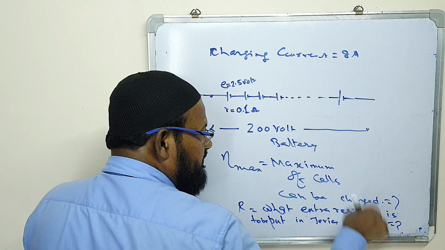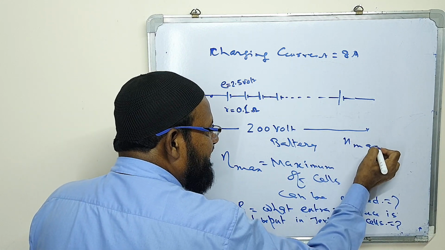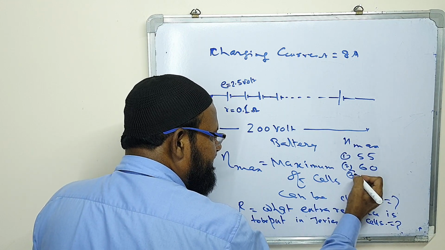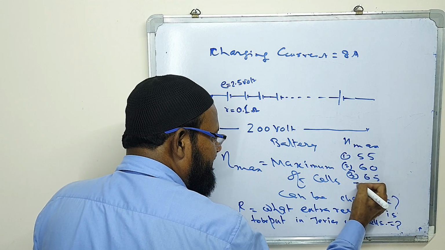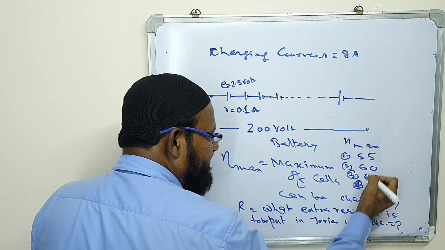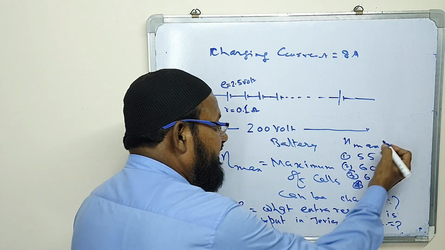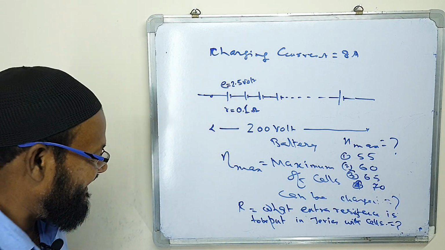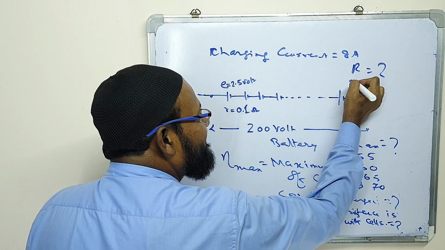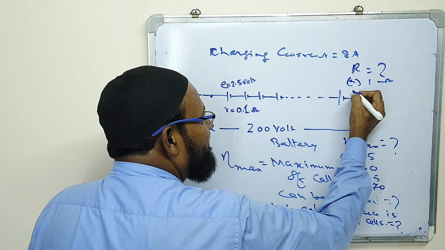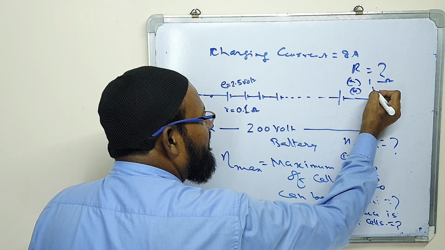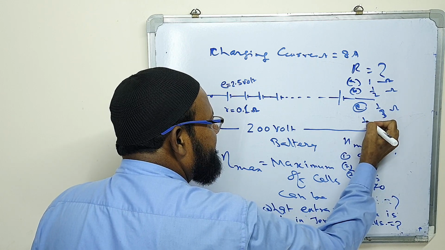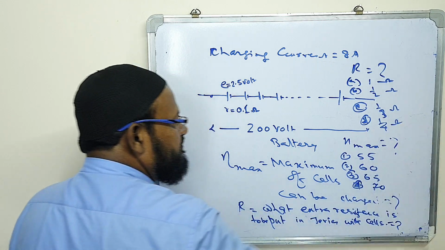Here, first, N max: option A is 55, B is 60, C is 65, and D is 70. Which is the correct maximum number? N max equals what? 55, 60, 65, 70. And what is R? Option A is 1 ohm, B is 1 by 2 ohm, C is 1 by 3 ohm, and D is 1 by 4 ohm. Please see here.